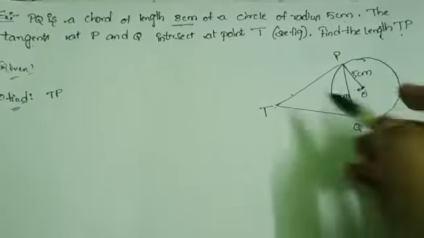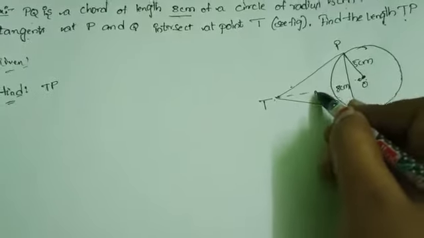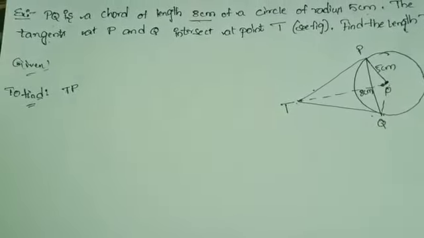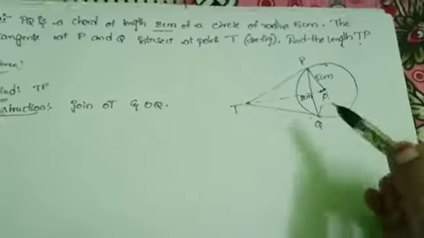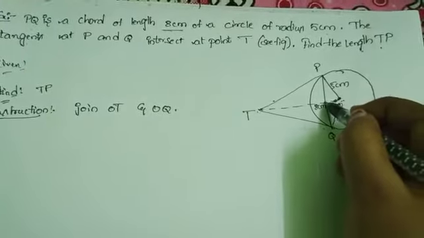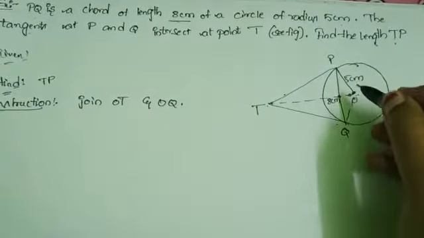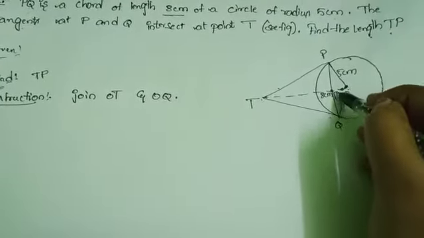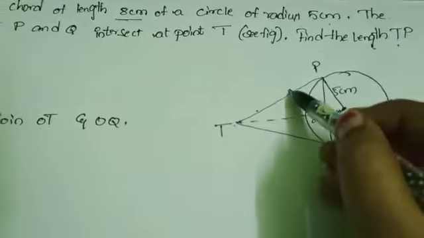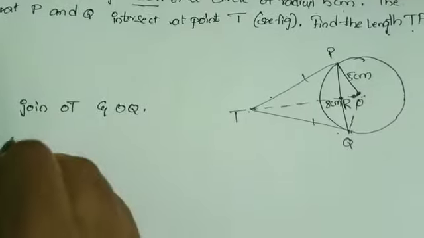Construction: join OT and OQ. Here OT and PQ intersect at one point. Let this point be R. See this diagram. Here TP equal to TQ.